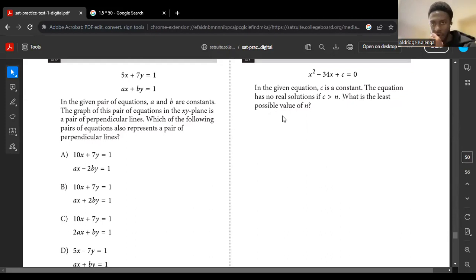Now we look at our last question. In the given equation, c is a constant. The equation has no real solutions if c is greater than n. Okay, no real solutions if c is greater than n, as long as c is greater than n. So what's the least possible value of n? So for the equation to have no real solution, have you guys learned of what they call a discriminant?